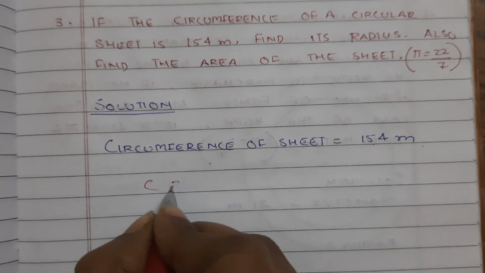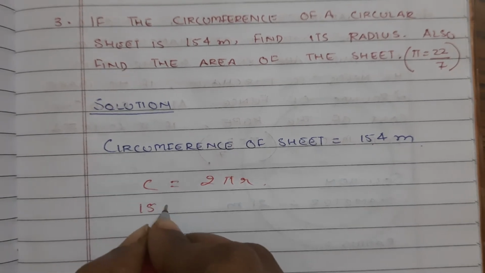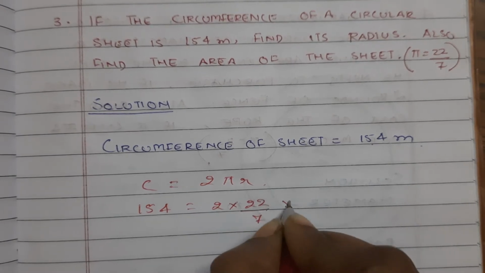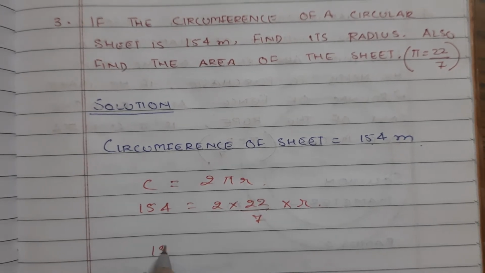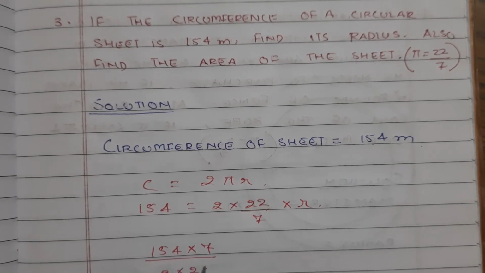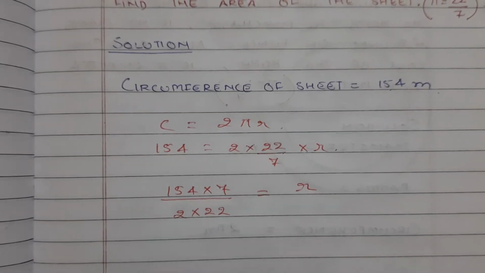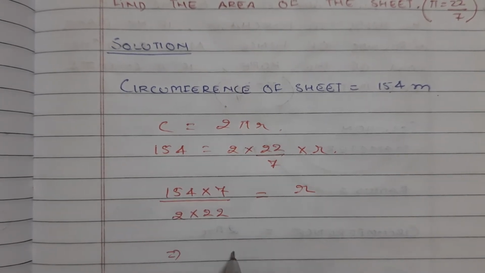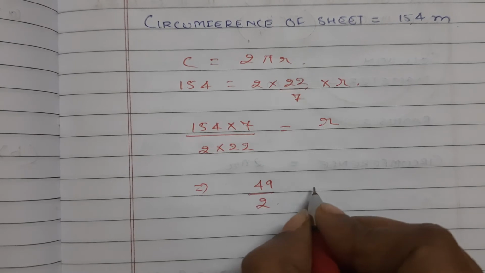We will write circumference formula is 2 pi r. Now putting the value. Circumference given as 154. 2 pi value is also given as 22 by 7 and into r. Now transposing all the values, leaving the r alone here. 154 into 7 divide by 2 into 22 will give you the value of r, that is radius. Now on calculation we will get the value. So radius is 49 by 2 meters.